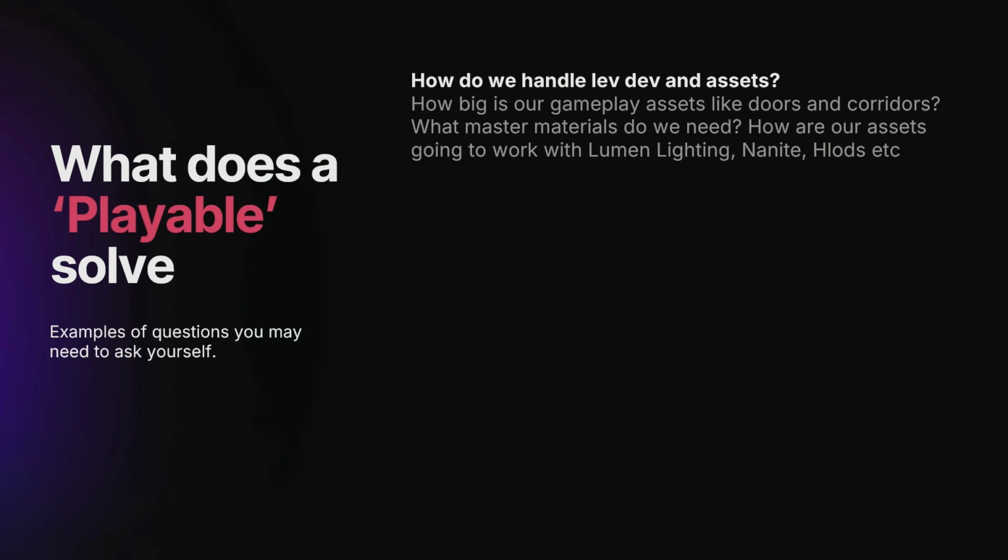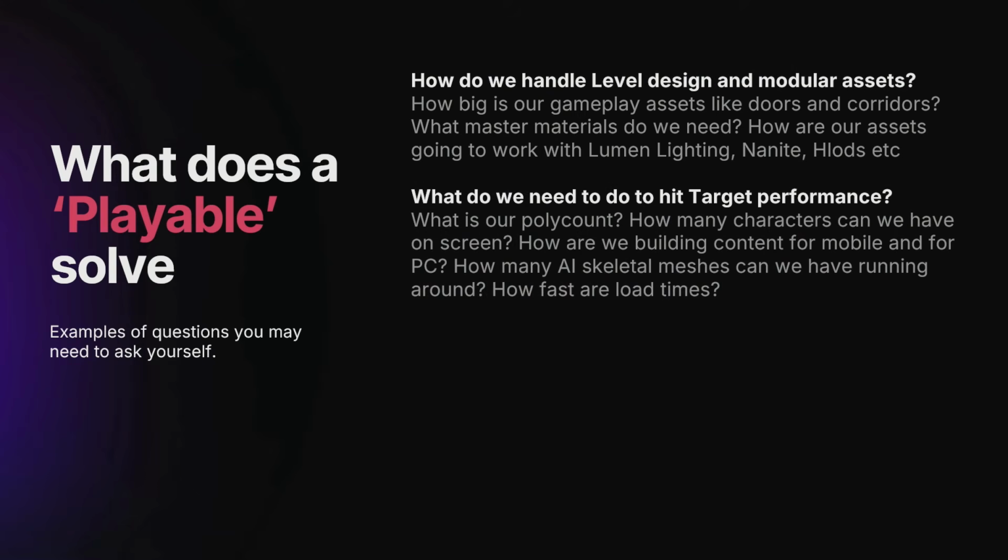It should be able to answer questions like, how are we handling modular assets? How are we considering our models and our model kits interact with Lumen? How are we approaching working with VSMs and Nanite? How are we handling foliage, HLOD transitions? What tools and processes will we set up for gray boxing? How are we setting up our master materials? How big is a door?